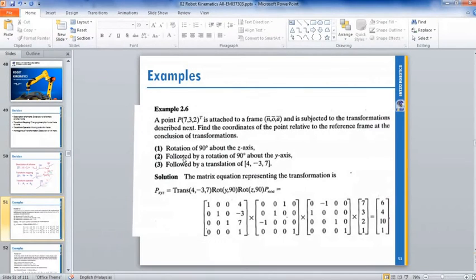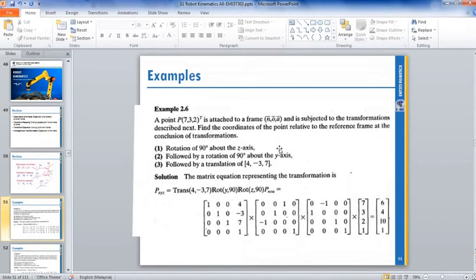There are 3 steps. Step one, rotate 90 degrees about the Z axis. That means you apply your Z rotation metric. And then follow by rotation 90 degrees about the Y axis. This applies your Y axis rotation metric. And last, follow by translation. Translation, apply your translation metric. This is translation. This is rotation Y 90 and this is rotation Z 90.